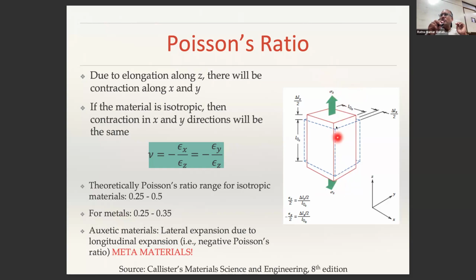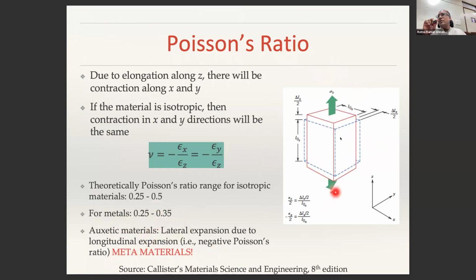If you have a positive strain in the longitudinal direction, normally in the lateral direction you will have a compressive or negative strain, meaning the change in length over original length will be negative. But these auxetic materials are a special class of materials.